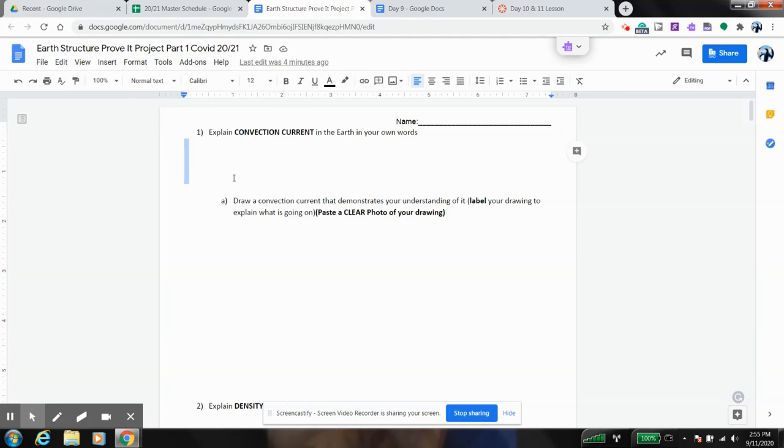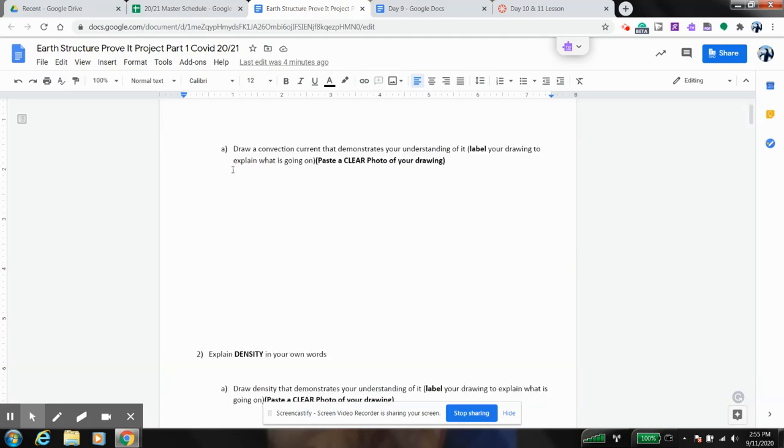Okay, then you're going to do a part A. Part A says, draw a convection current that demonstrates your understanding of it. So draw a convection current. It can be anything. Okay, it could be an example of the drawing that you did. But what you need to be able to do is label your drawing to explain what's going on. So you need to have your drawing here and you need to have labels that are explaining it.